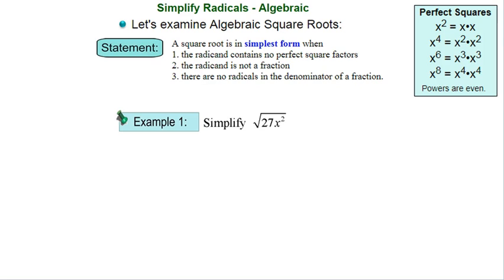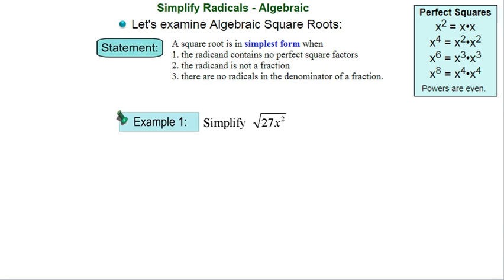By the way, I would like to thank mathbits.com for creating these problems. So let's get started with the first problem. The first problem says: simplify the square root of 27x squared.